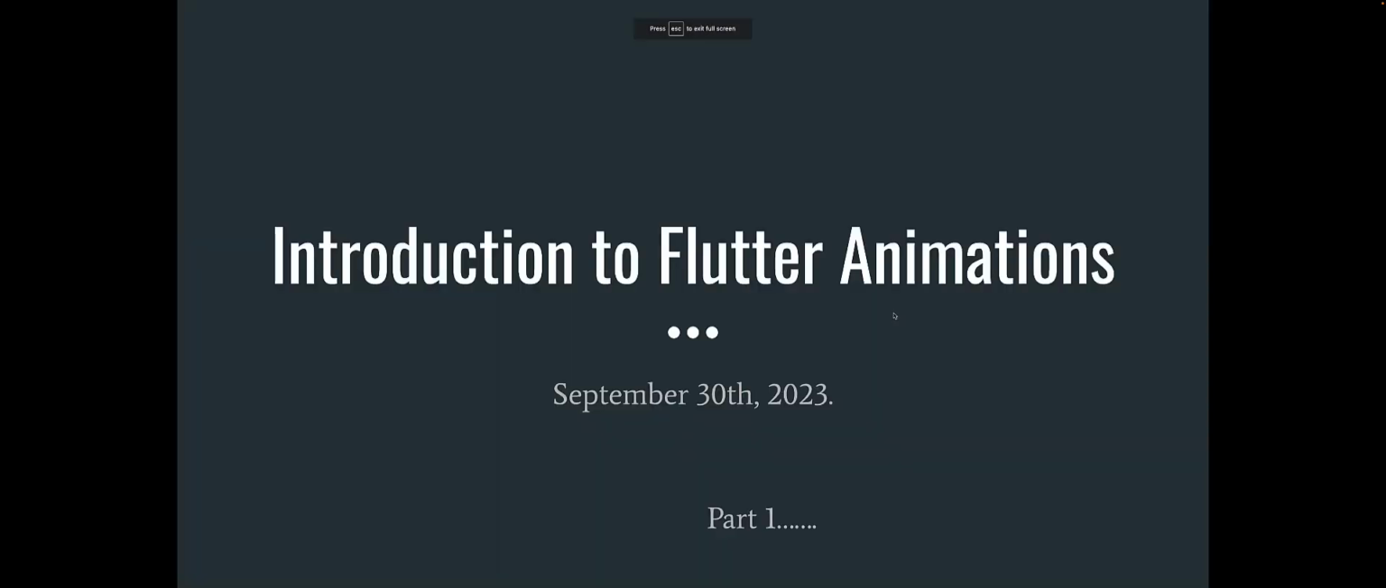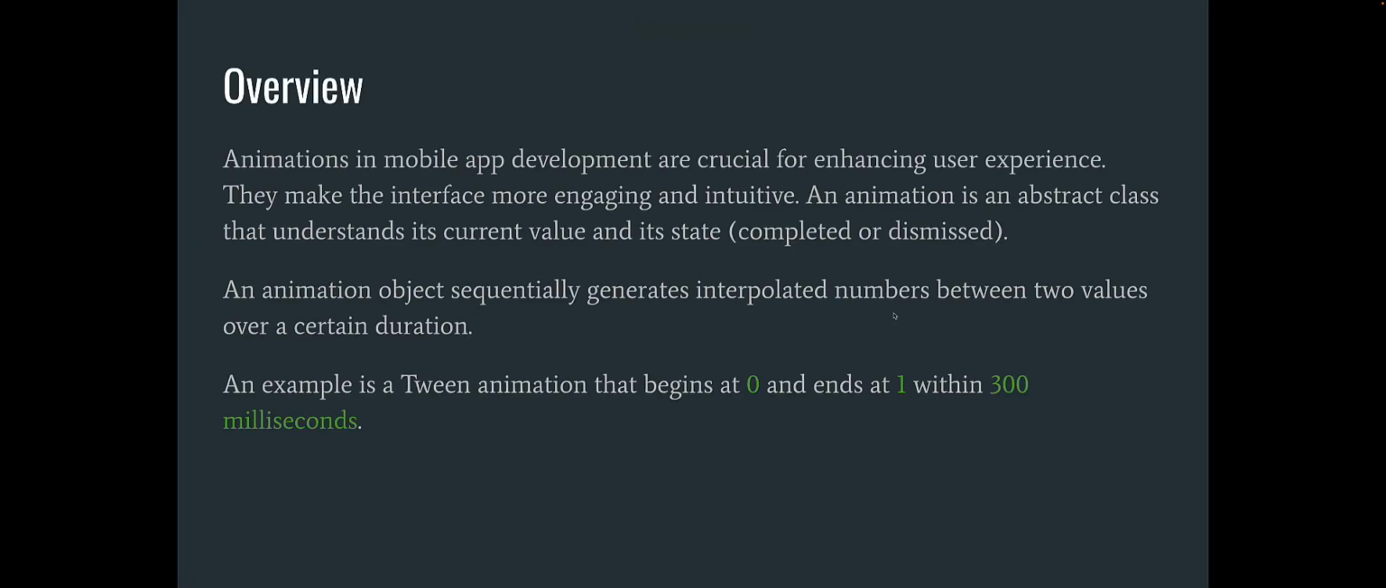So this class is an introduction to Flutter animations. The overview of what we're doing today: animations in mobile app development are crucial for enhancing user experience. They make the interface more engaging and intuitive. An animation is an abstract class that understands its current value and its state, completed or dismissed. An animation object sequentially generates interpolated numbers between two values over a certain duration.